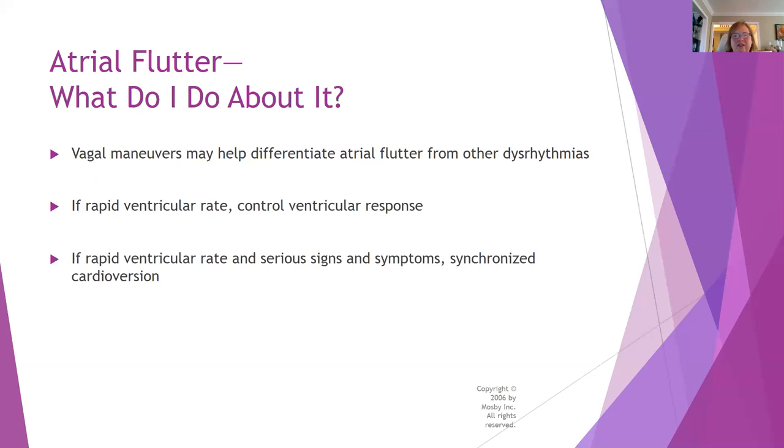If there is a rapid ventricular rate, right? So let's say we have a 2-to-1 conduction and the ventricular response is a rapid rate above 100, maybe 110. So we have a tachycardia associated with this. We want to slow down that ventricular response, and we can do that with medications, those beta blockers and other things. But we want to really make sure that the patient is stable if that's the route we're going.